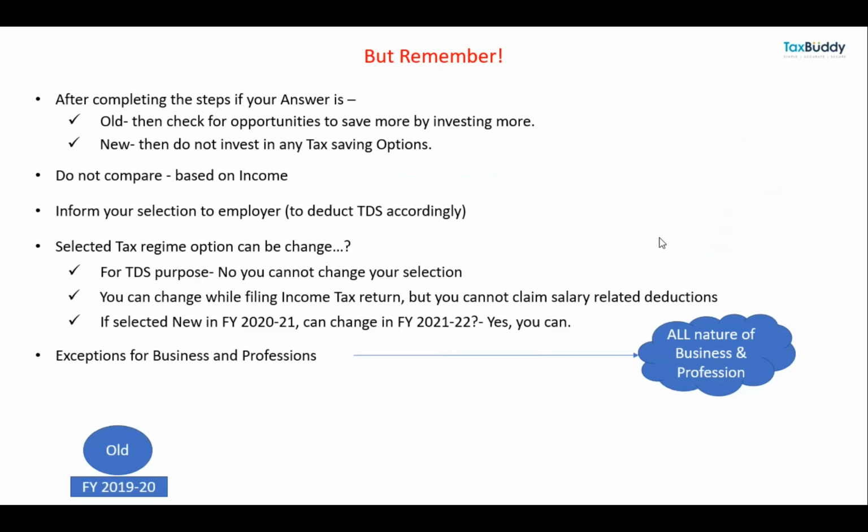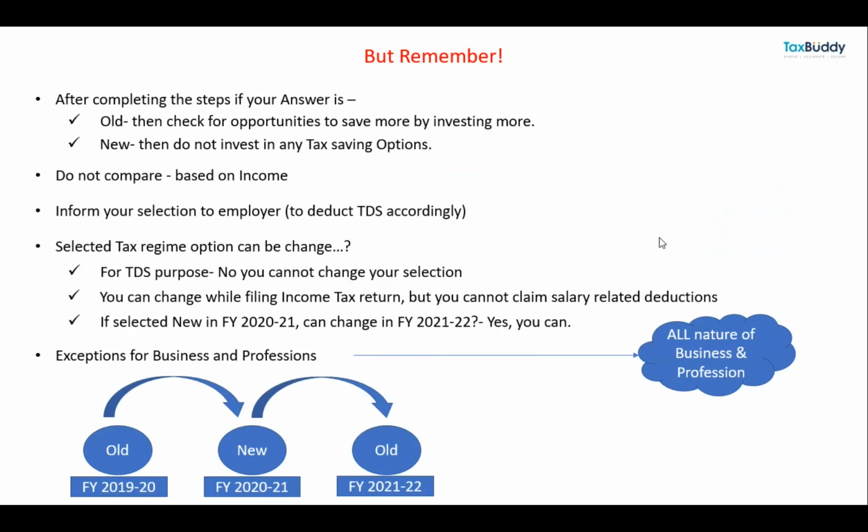Example, I filed in 2019-20 under the old tax regime because I had no option that year. Next year, whenever I got the option, that is from financial year 20 to 21, I filed under the new tax regime. And if I want to go back to old in financial year 21 to 22, the option to switch from old to new or new to old can be exercised only once in my lifetime. So persons having income from business and professions, please make your choices wisely.